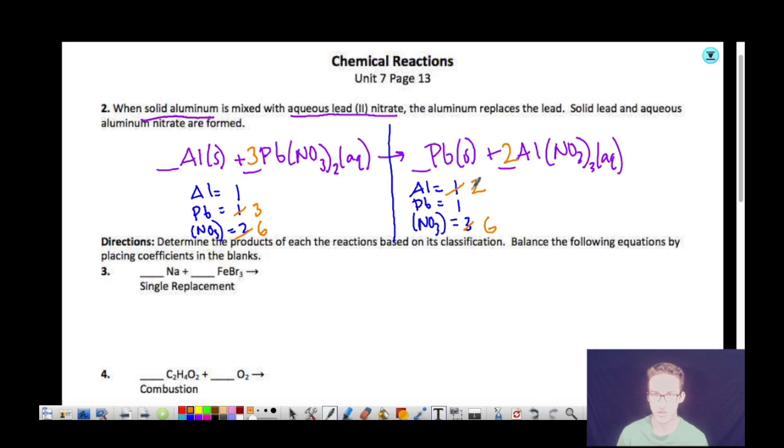These are a little easier to do. I've got 2 aluminums on the product side. I'll put a coefficient of 2 here to balance my aluminum and a coefficient of 3 here to balance my lead. So as I look at what I will do to balance a chemical equation on my test, it's going to be just making a quick list of the elements and polyatomic ions, and then it's just a matter of trial and error until I get the law of conservation to work out.